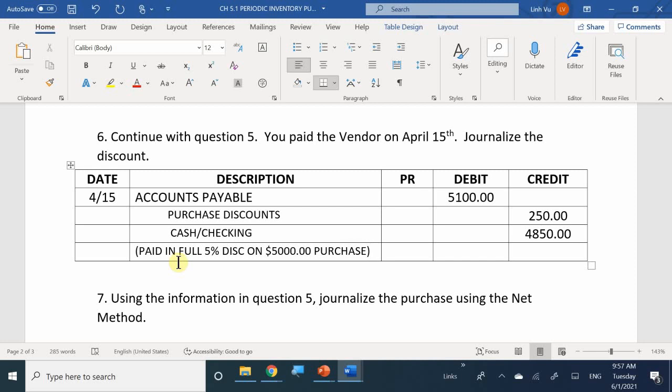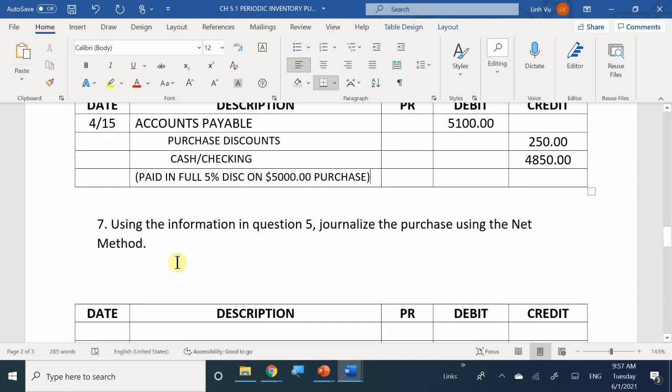So here, I'm going to recognize that I paid in full and I received a 5% discount only on the $5,000 item that I purchased. I'm not including the freight in my description. I said I'm paying in full, right? I paid the vendor exactly how much I owed them. However, I discounted the 5% only on the $5,000 purchase price.